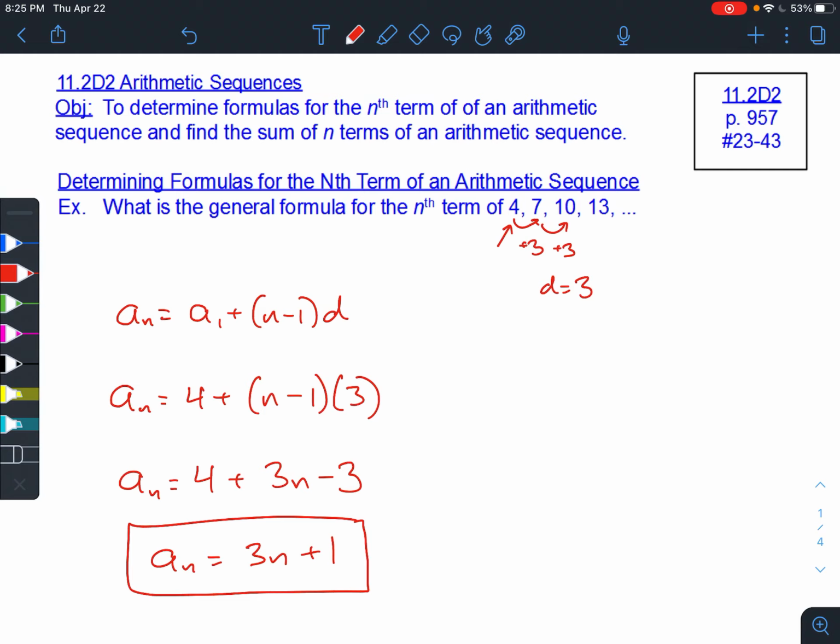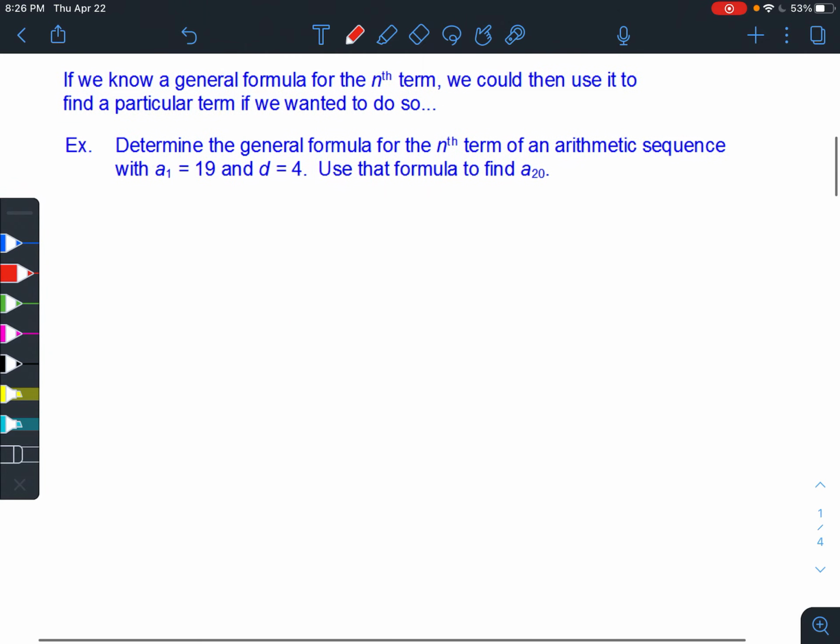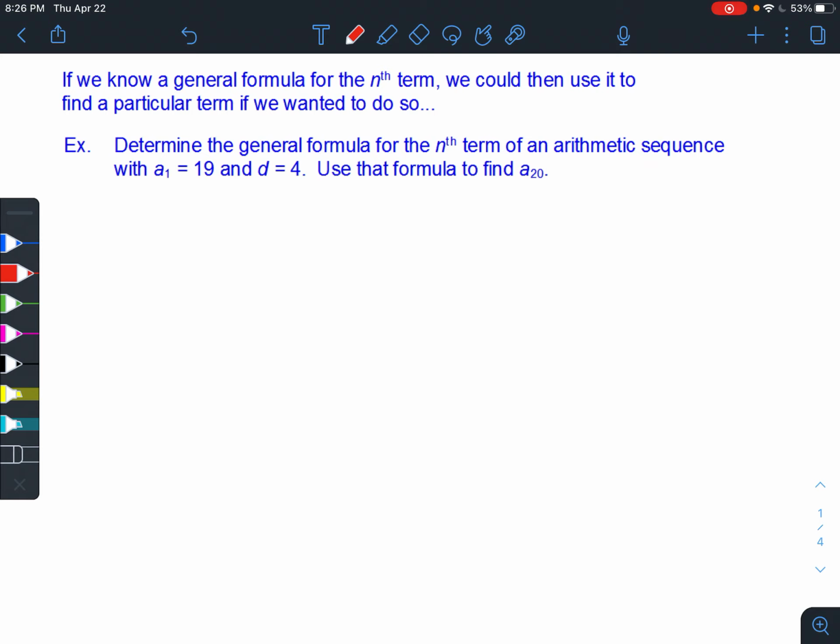So if I plug in 1, I get 3 times 1, which is 3, plus 1 gives me 4, which, yep, that's my first term. I plug in a 2, 3 times 2 is 6, plus 1 gives me 7, that's my second term. Yep, feeling pretty good. I got a good formula there. All right, moving on. So if we know the general formula for the nth term, we could then use it to find a particular term if we wanted to do so.